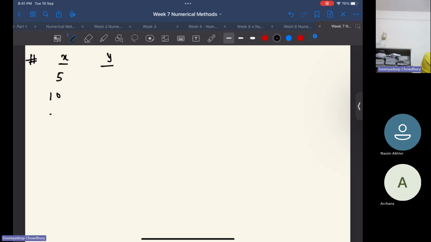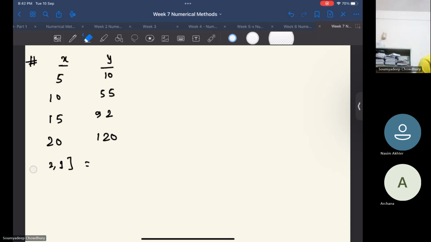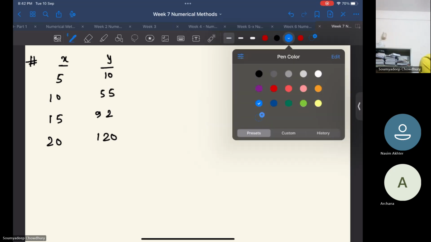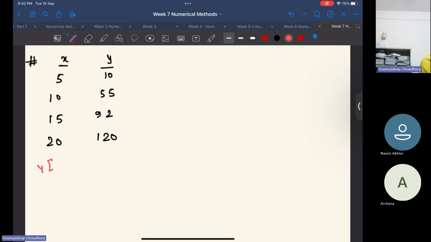x is 5, 10, 15, 20. y is 10, 55, 92. So can you tell me what is y21 here? Anyone? Equal to, it will be 9. Okay, you tell me this one. y21 is 55 minus 10 by 10 minus 5, right? That is 9. Archana, can you tell me what is y32?